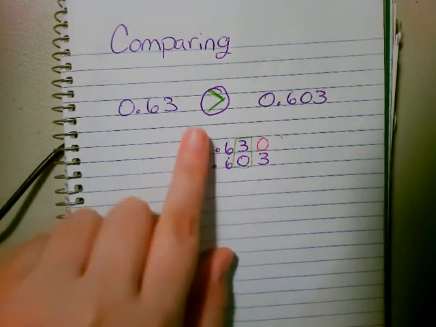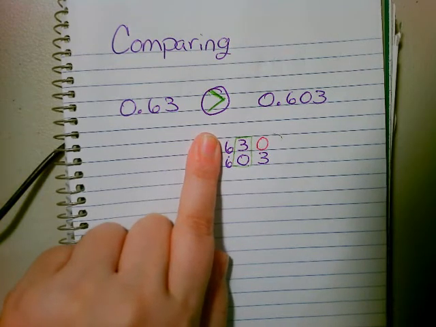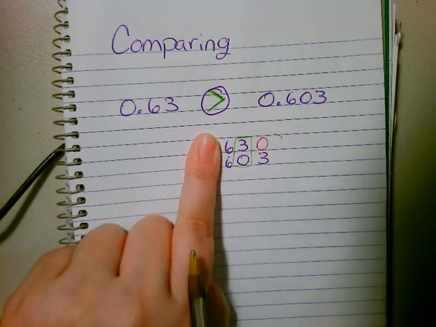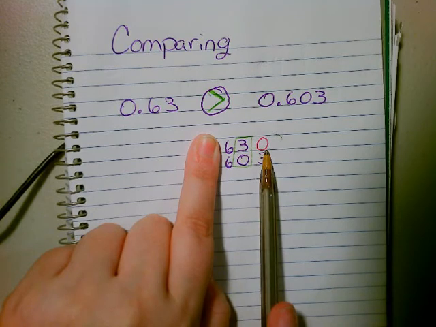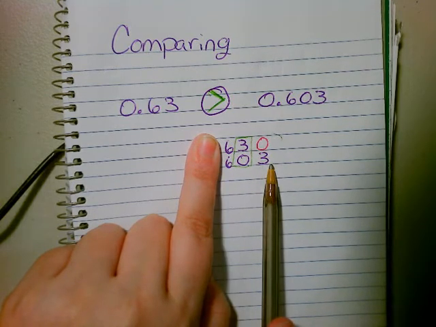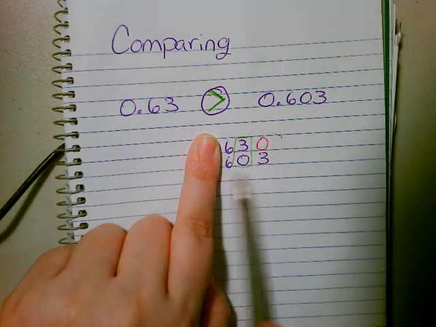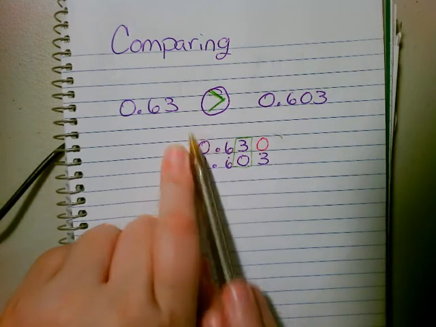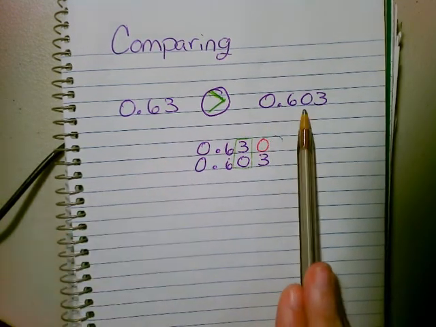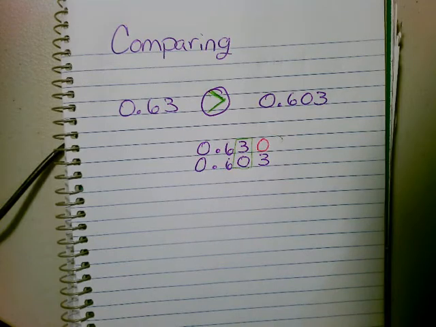You can also cover up the whole numbers and the decimals and just look at them as whole numbers. So I have 630 and 603. 630 is more than 603, so 63 hundredths is more than 603 thousandths.